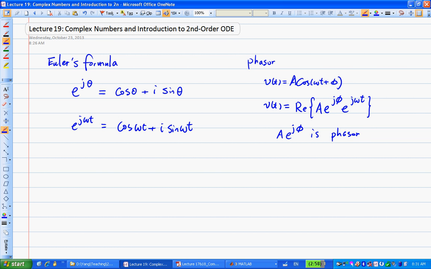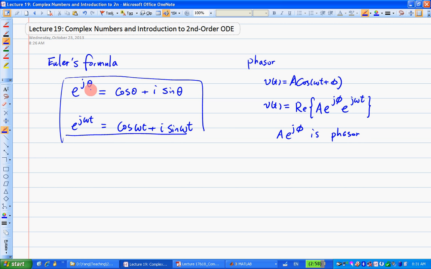Yeah. So let's finish the complex number, and then we'll start this second order ODE. Okay? Just a quick review. Euler's formula: e to the power of j theta equals cosine theta plus j sine theta. If you change theta to omega t, e to the power of j omega t equals cosine omega t plus j sine omega t, right? Okay, so that's Euler's formula.